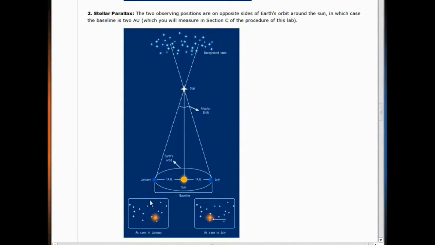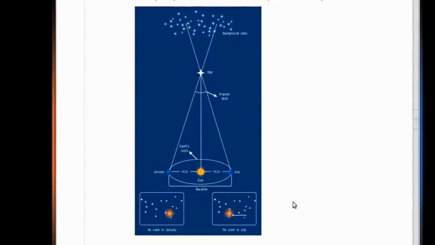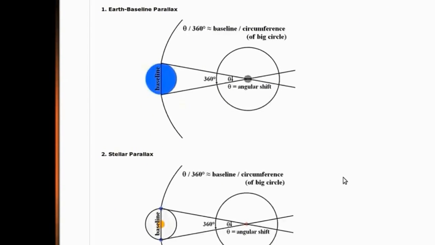So our observation in January might have that star over here, and our observation in July will have it over here somewhere. So it will shift by some amount in the sky, and by measuring that shift, we can figure out how far away the star is. So to do all of this, we're going to have to do some math.